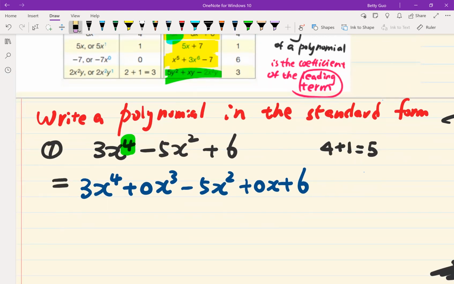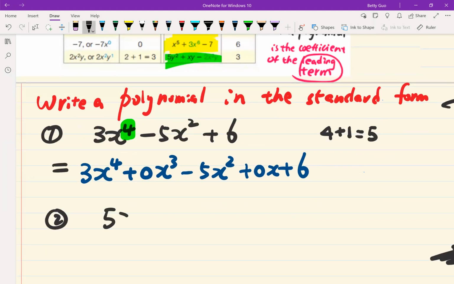Second problem is 5x plus 7. What's the degree? Angela, what's the degree of 5x plus 7? Degree is a number, it's a whole number. That's the coefficient, the leading coefficient. Degree is the exponent, right? Yeah, it's a binomial. This term is degree 1, right? Because it's x to the power 1. This term is degree 0. Remember, a constant is a monomial with degree 0.